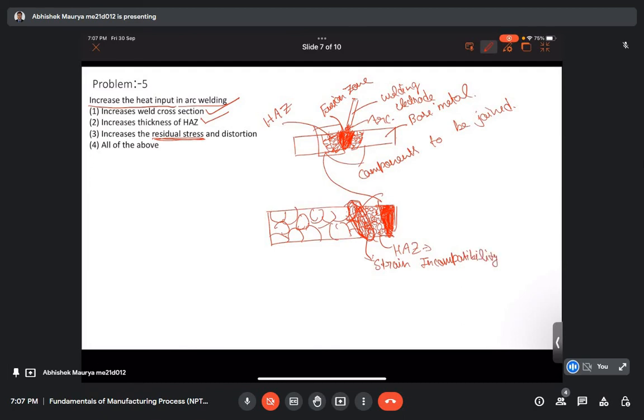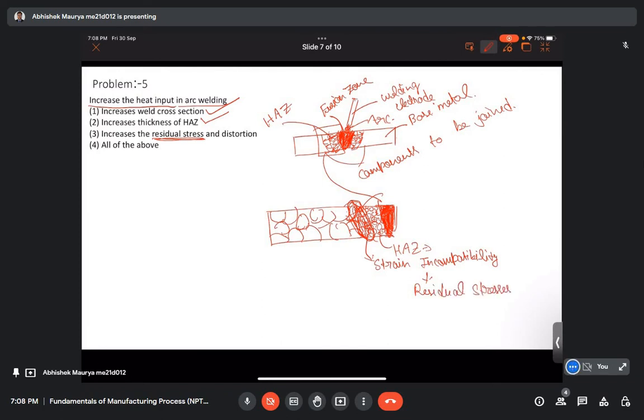Basically, our smaller grains will try to pull the bigger grains towards themselves, whereas the bigger grains will not allow them to move towards the smaller grains. That kind of strain will happen. One side it will happen in compressive mode, one side in tensile mode. And because of this strain incompatibility, we will have residual stresses.